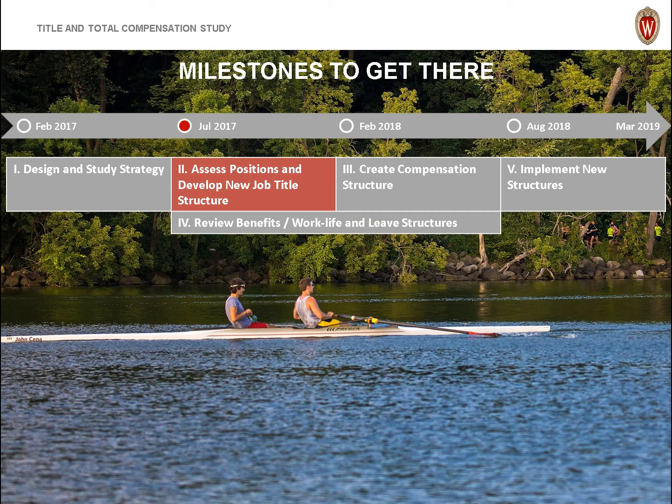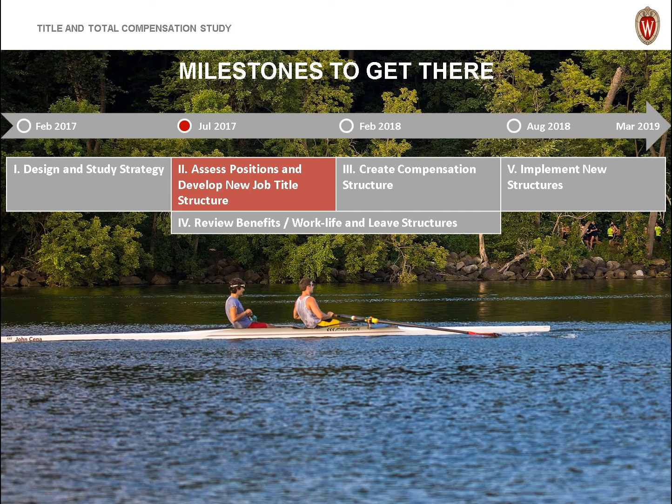With that, our design of the study resulted from that feedback. Right now, we are in phase 2. That's where we're developing the new title structure, and we're developing job families and sub-job families and assessing our positions. Once we have created a new titling framework, then we will match those titles to market data, and we will create pay structures. That's phase 3 that will begin roughly in February.